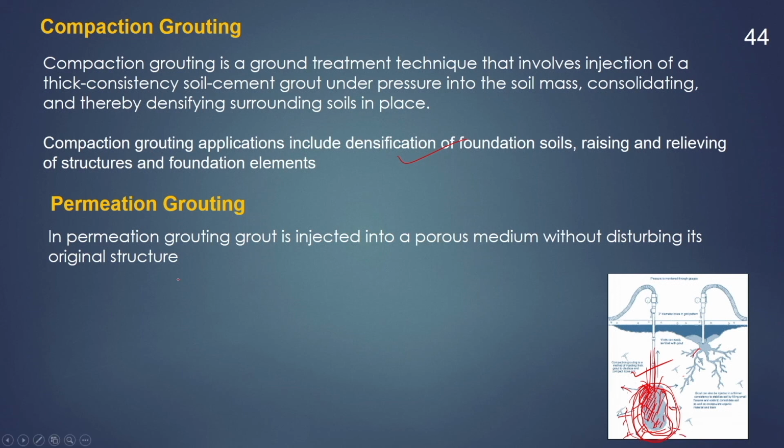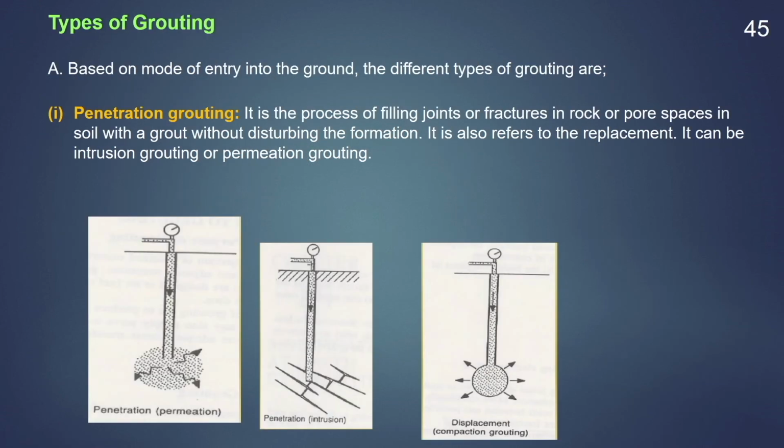In permeation grouting, the grout will be injected into a pervious soil, and in this case the consistency of the grouting material is not that thick. The grouting material will permeate into the soil through the interconnected voids. Therefore, in permeation grouting, the grout is injected into a porous medium without disturbing its original structure. There are different types of grouting available.